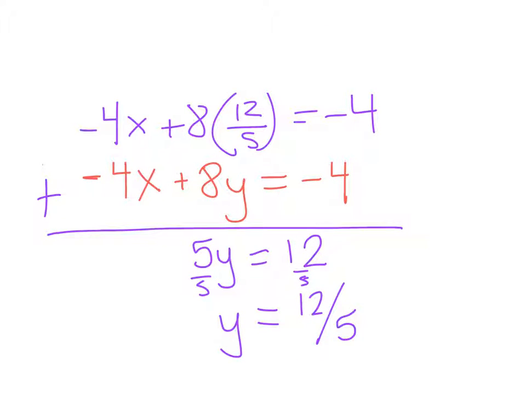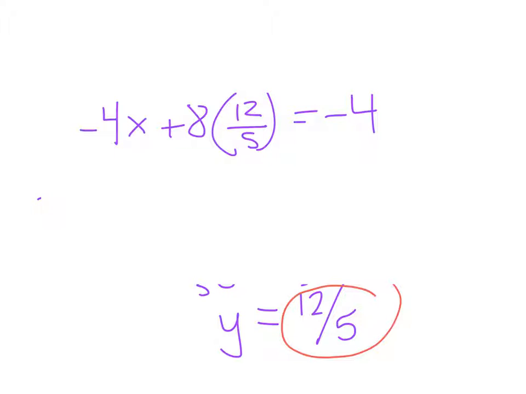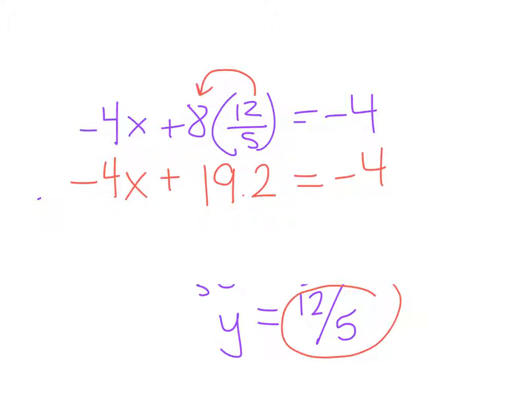I can choose either equation. In this case, I chose this equivalent equation that I made. I have to put my y value into the y spot. So that's what's happening here on this purple equation. Let me give myself some more room to work. Now I'm ready to compute this out. Minus 4x plus 12 times 8 is 96 divided by 5 gives me 19.2 equals negative 4. So I need to do my two-step equation here.